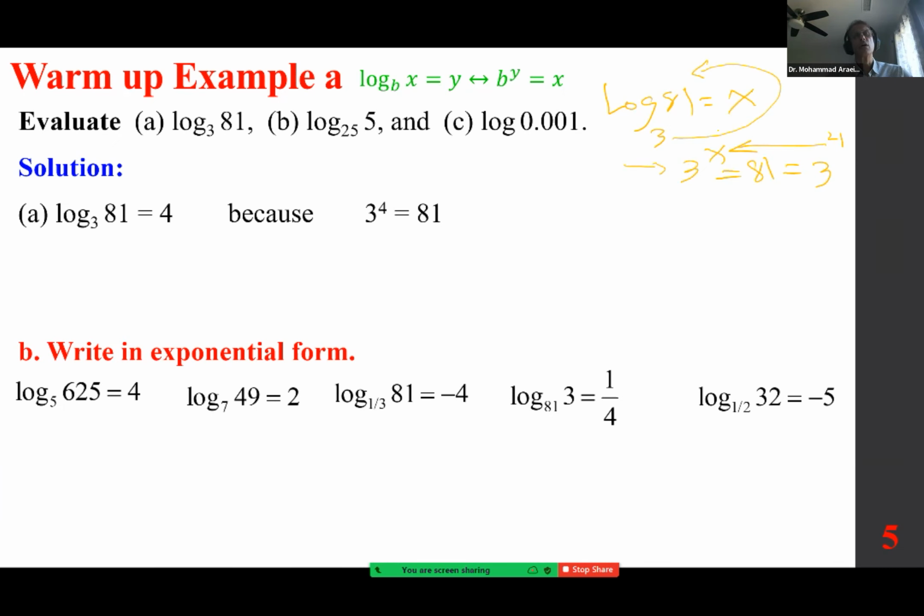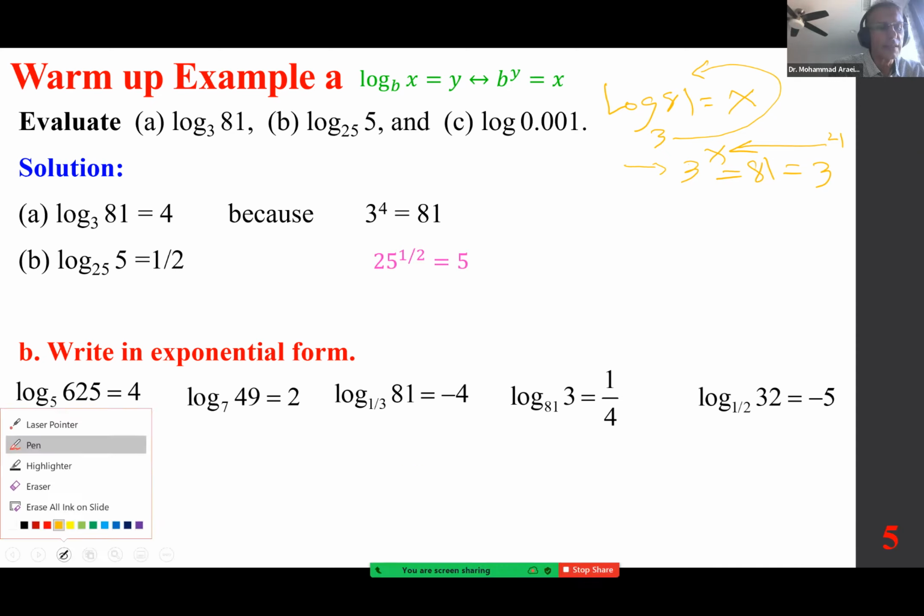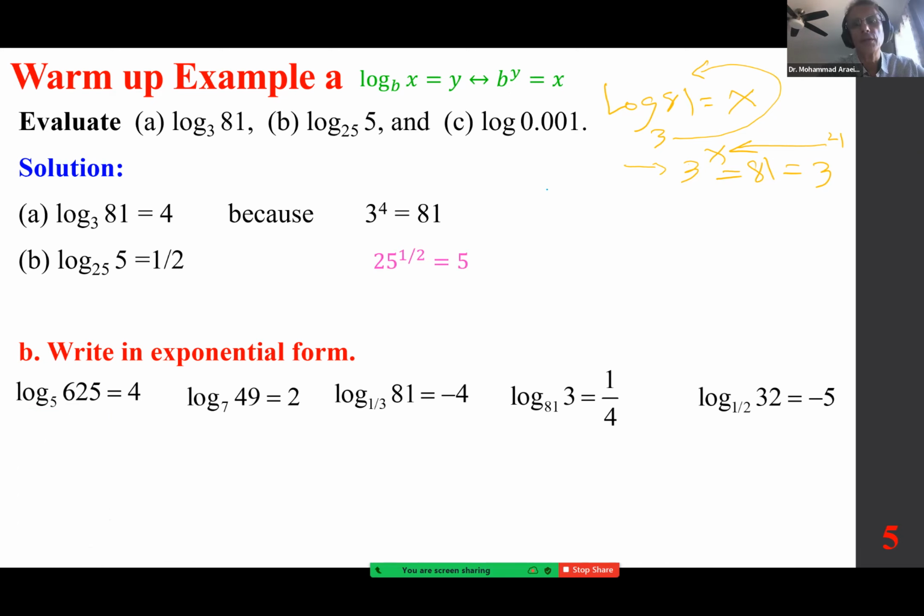The second one, log 5 base 25, that is equal to 1/2, because 25 to the power of 1/2, or the square root of 25, is 5. And in this case, we would write log 5 base 25 is missing.